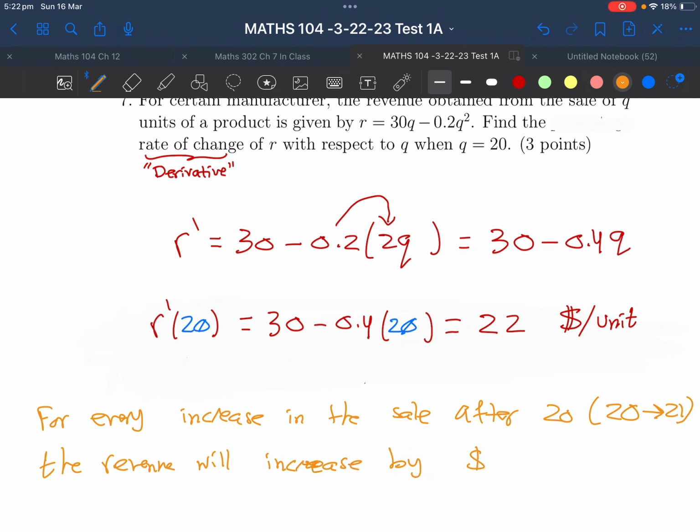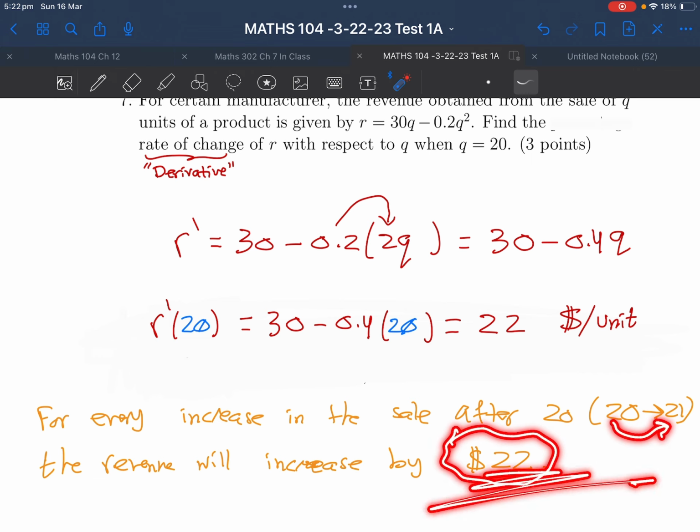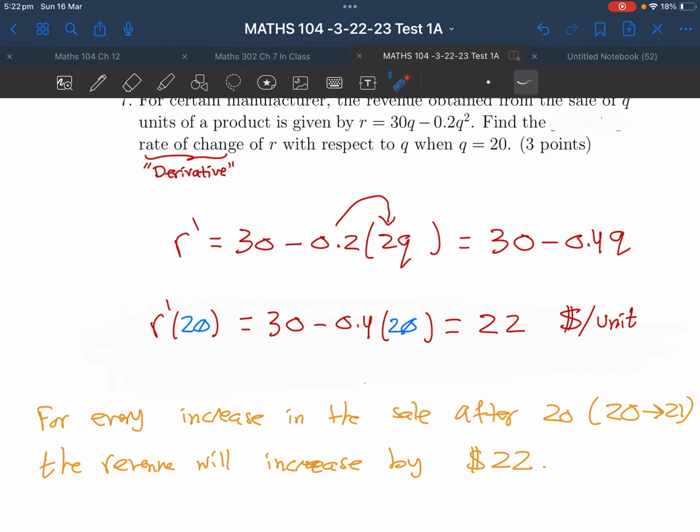by $22. So if we sell 20 units and then we are deciding, should we sell one more unit? So we go to 21, how much will my revenue increase on average? It will increase on average by 22. It doesn't mean that my 1 unit costs 22. My 1 unit has many factors that it depends on, but on average, yes, after 20 going to 21, my revenue would be increased by 22.